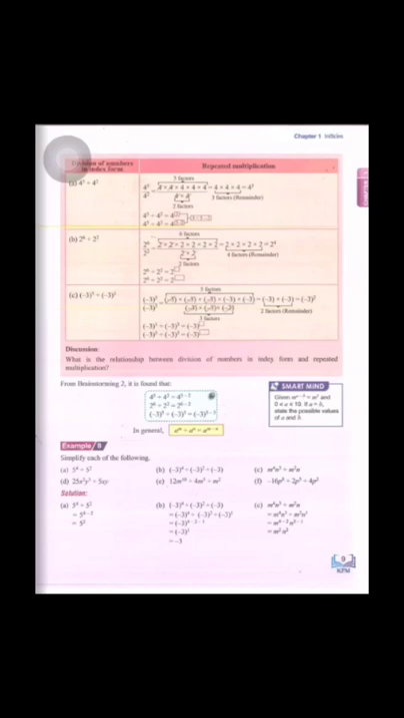C, m to the power of 4 n to the power of 3 divided by m to the power of 2 n. So we have to group the terms with the same base, which is m with m, n with n. So m to the power of 4 minus 2, and n to the power of 3 minus 1. So the final answer is m to the power of 2 n to the power of 2.